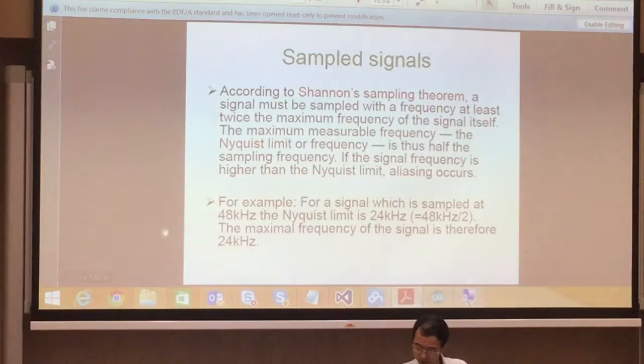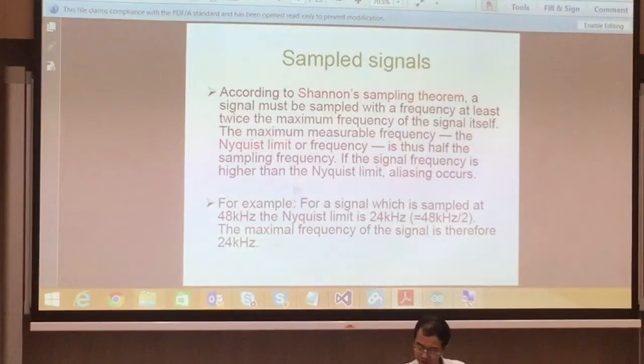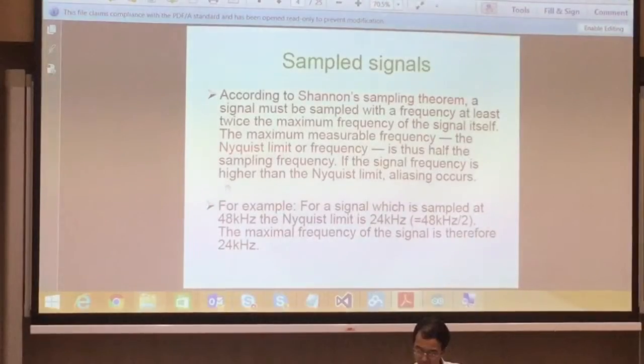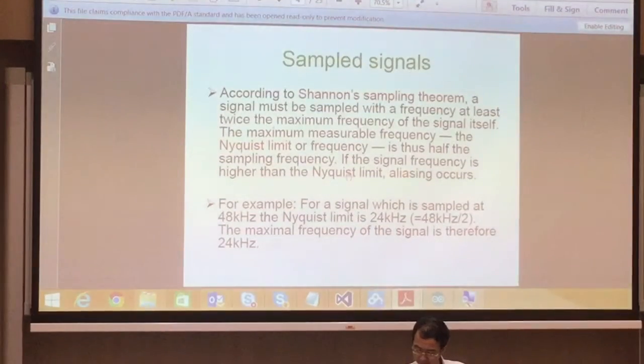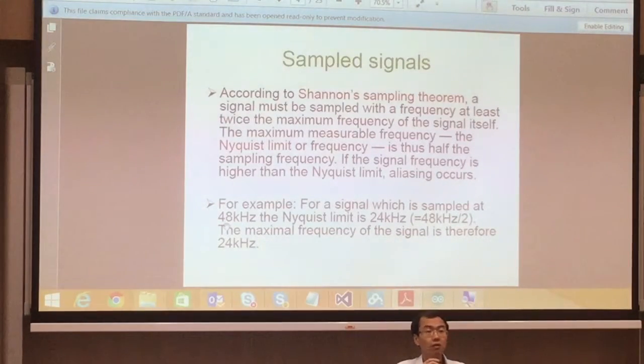What it means is, let's say you have a signal which is sampled at 48 kilohertz. That means your Nyquist limit is 24. What is the meaning of the Nyquist limit? The Nyquist limit is half of the sampling frequency. 48 kilohertz is a very common sampling frequency for our human voice.